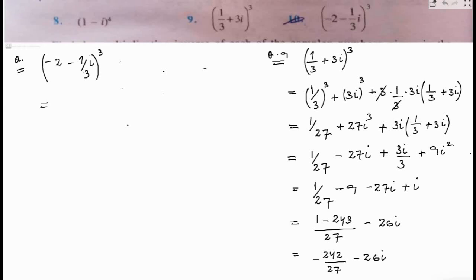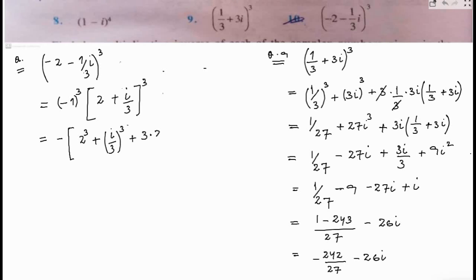Okay. Now what we can do is we can just take a negative out, it will come out as (negative 1) ka power 3. So we are left with (2 plus iota by 3) whole cube. ठीक है. So (negative 1) ka power 3 is negative 1, so negative will remain out. Now your (a plus b) ka whole cube, that is a cube plus b cube, that is this thing, plus 3, a is 2, b is iota by 3, and then you have (2 plus iota by 3), that is it.